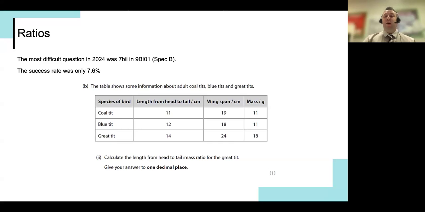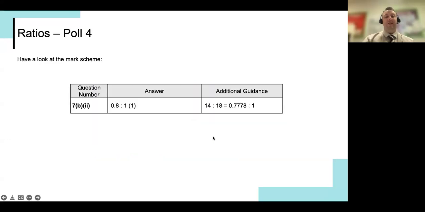So let's have a look at this particular question. It says: calculate the length from head to tail mass ratio for the great tit. So what we're looking to do here is compare the length from head to tail to the mass for the great tit. I'm going to show you on the next page the mark scheme for this question. It shows that it's literally a 1 mark answer, and all we're looking for is the fact that it should have been 0.8 to 1.